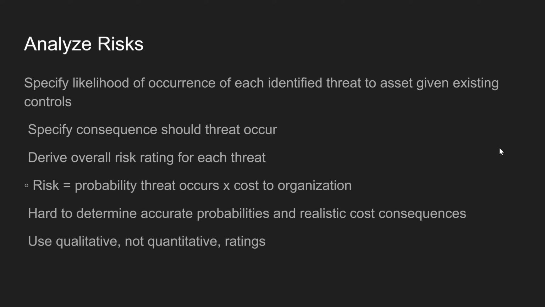Analyze risk. Specify the likelihood of occurrence of each identified threat to an asset given existing controls. Specify the consequence should the threat occur. Derive an overall risk rating for each threat. Risk equals probability the threat occurs times cost to the organization. It is hard to determine accurate probabilities and realistic cost consequences, so use qualitative, not quantitative, ratings.